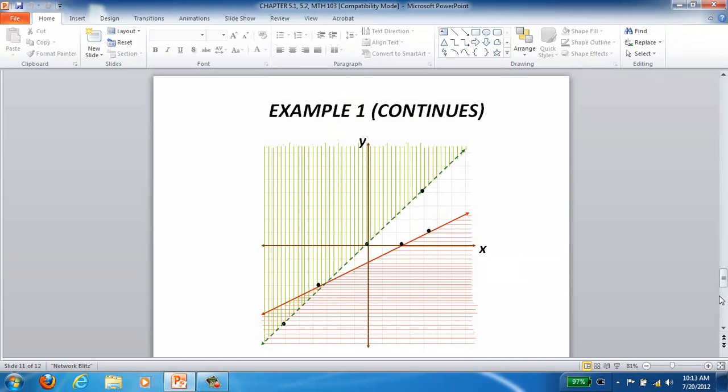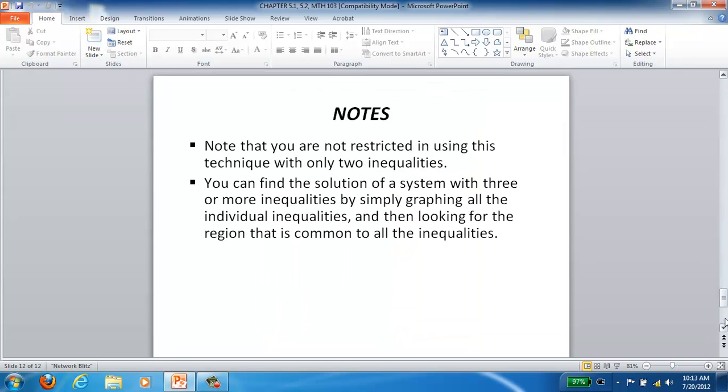See the graph below. Notice the overlapping regions, and notice that points that lie on the solid line in that solution region are also part of the solution. Note that you are not restricted in using this technique with only two inequalities. This technique can be used with 2, 3, or even more inequalities that form a system, following the same strategies and the same techniques.